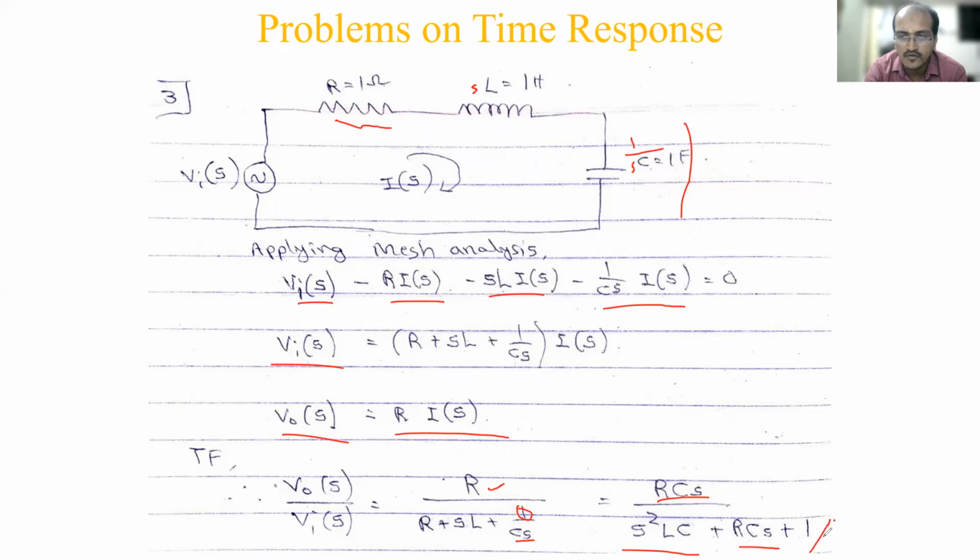I have shown it in this manner because the next problem may give you different RLC values. In this problem they have given 1, but I have not started substituting in the very first step.